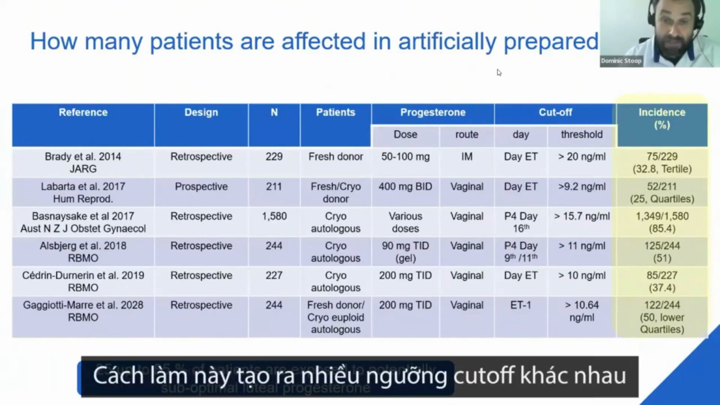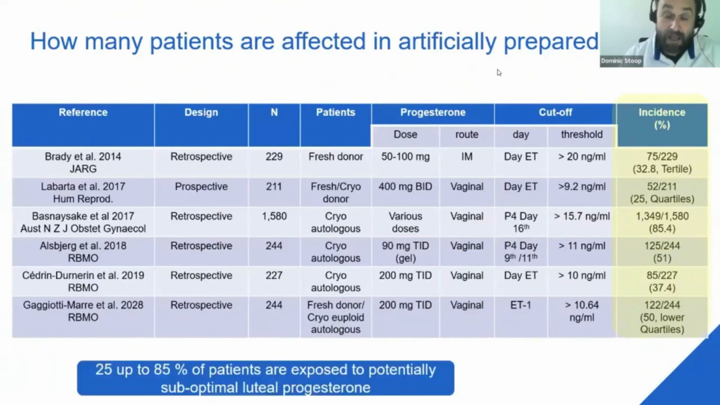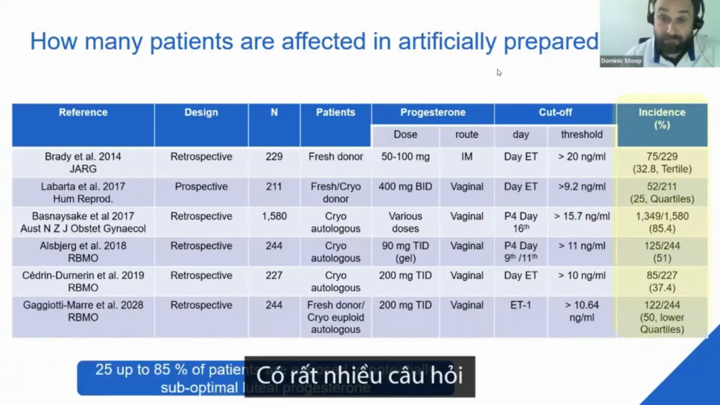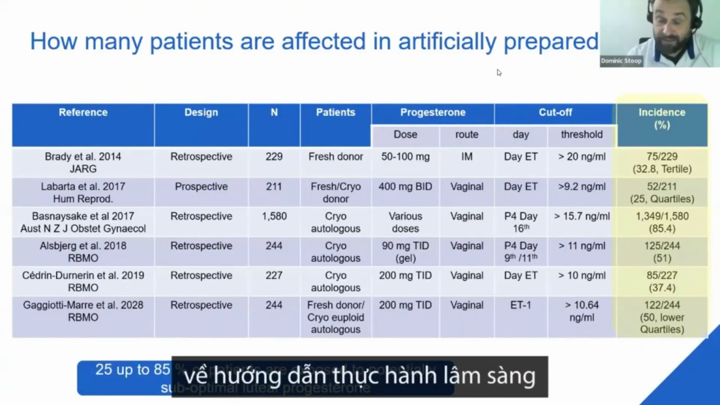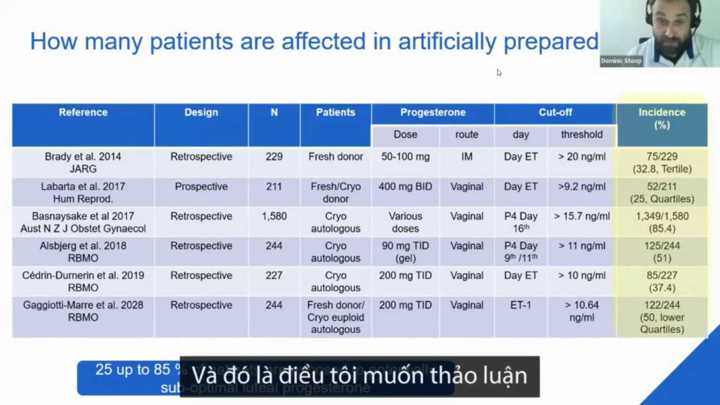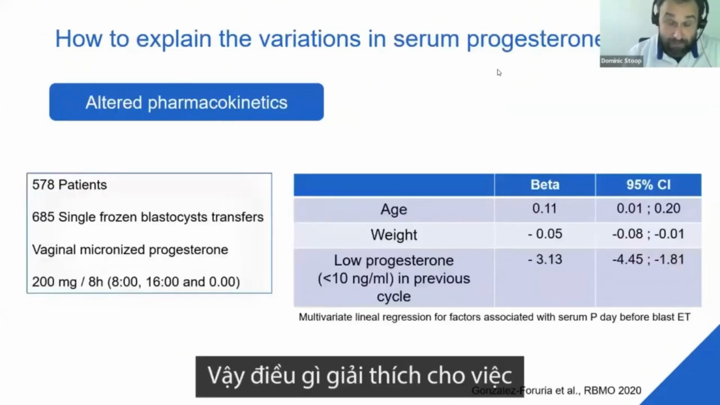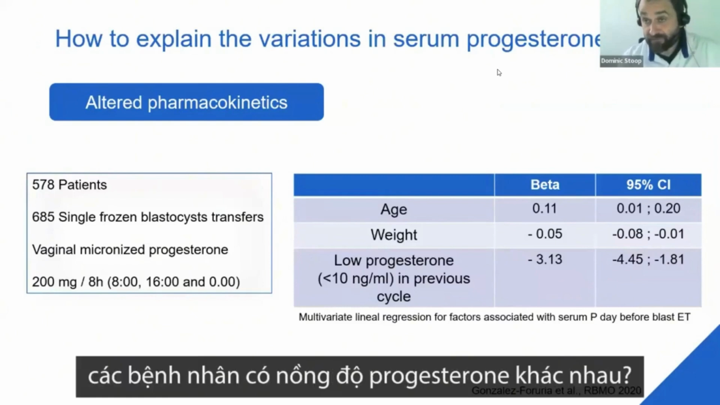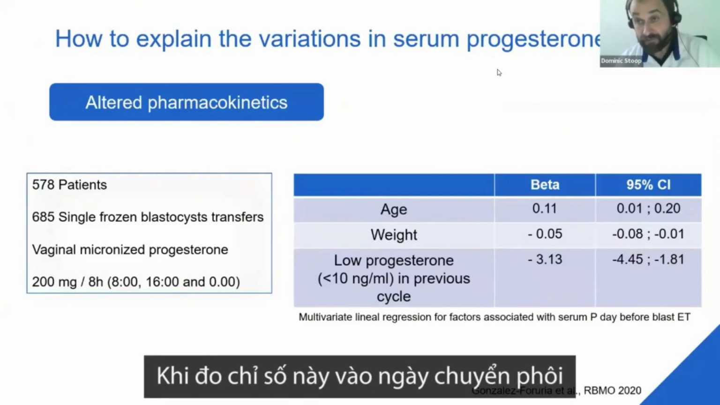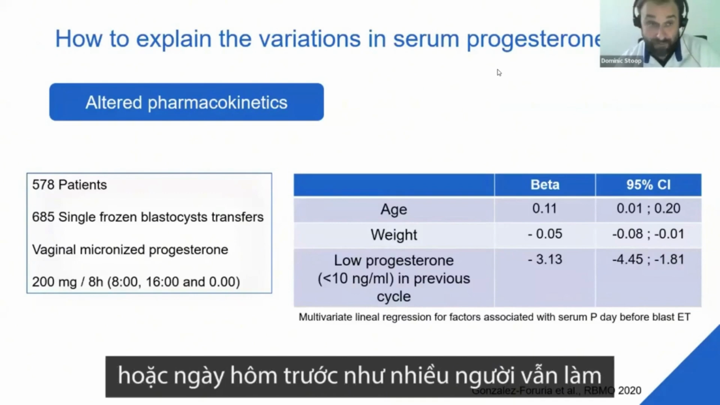So this makes many, many different cutoffs, and lots of questions about real clinical guidance and precise cutoffs. And that's what I would like to discuss and look into further in this talk. Now, what explains that many of our patients have different serum progesterone concentrations, if we measure them on the day of embryo transfer or the day before, as some do?